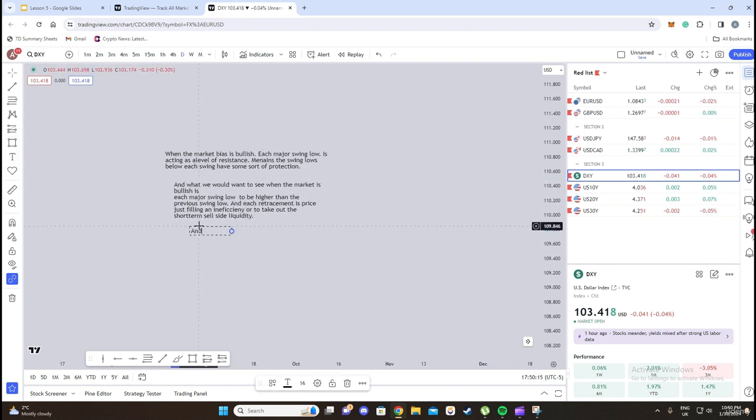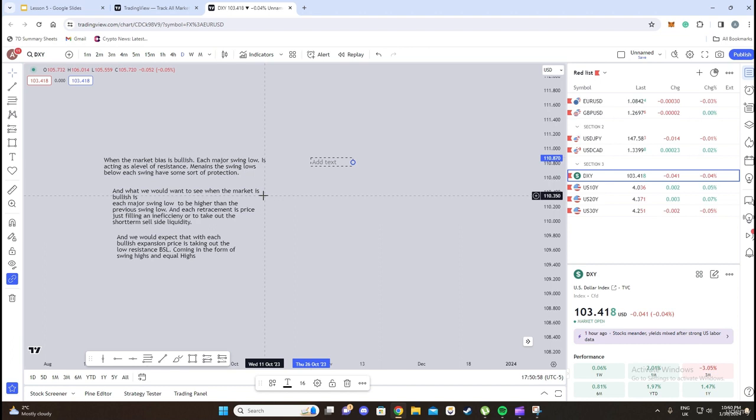And we would expect that with each bullish expansion, price is taking out the low resistance buy side liquidity, coming in the form of swing highs and equal highs. So this is what we would want to see when the market bias is bullish and market is currently in an uptrend. This is exactly what we would want to see.